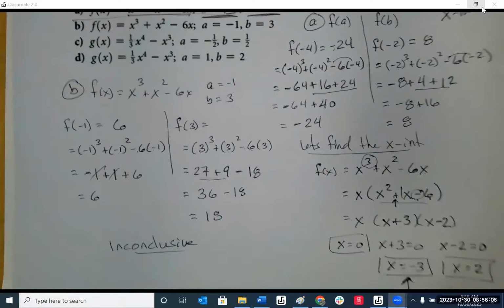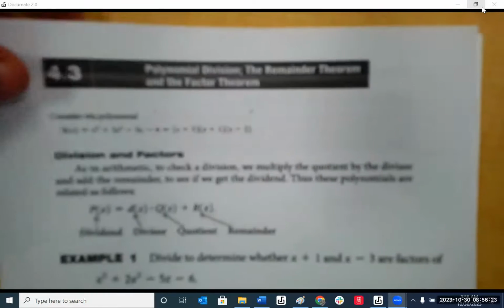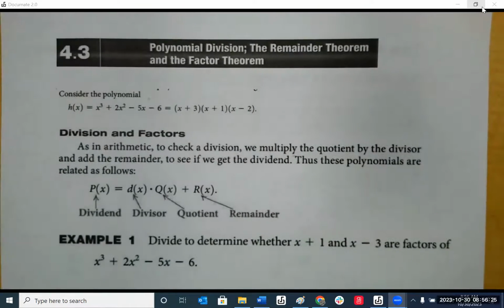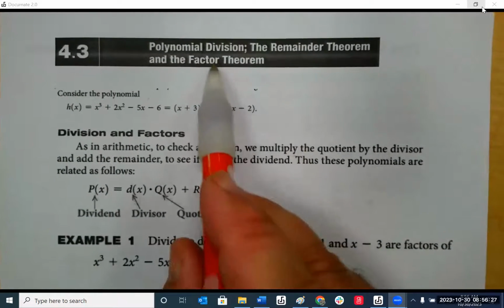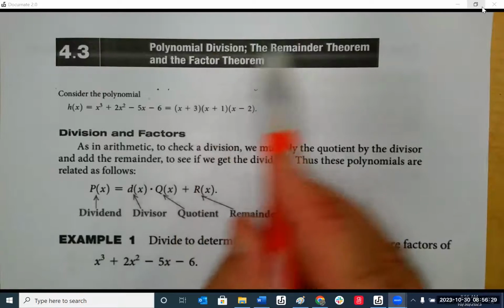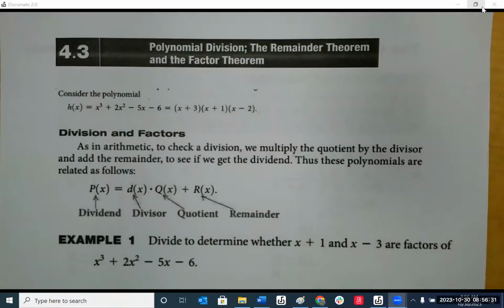Okay. So that does it for section 2. Let's look at section 3. In section 3, we're now going to deal with polynomial division, the remainder theorem, and the factor theorem. I should give you a heads up here first.